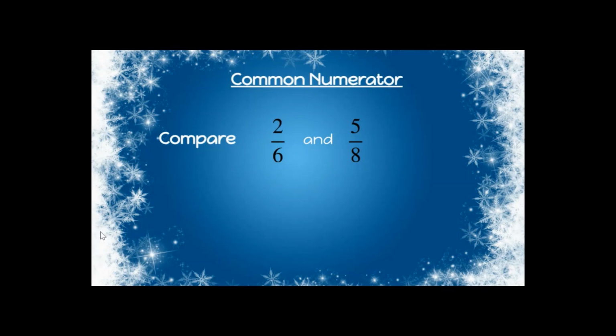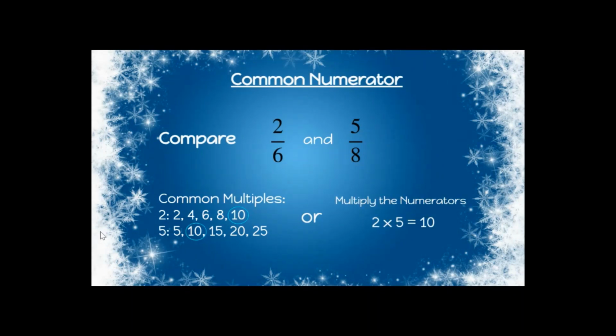Another strategy you could use to compare fractions is to use common numerators. Let's compare 2/6 and 5/8 again. For this strategy, we could find the common numerator 2 ways. We could list the multiples of each numerator. Here we see they have the multiple 10 in common. Or we could multiply the numerators to find the common numerator of 10. For this problem, both common numerators ended up being the same, 10.